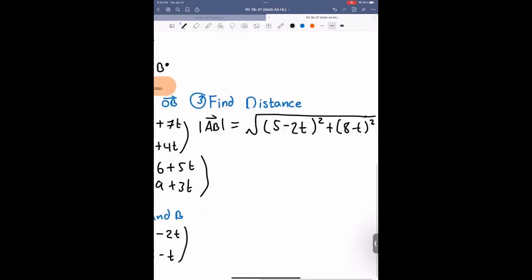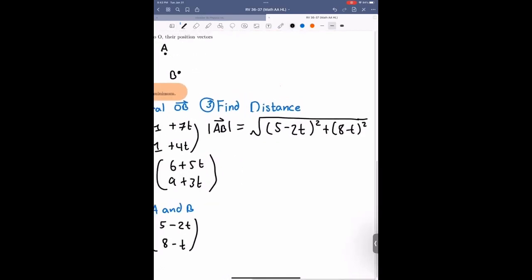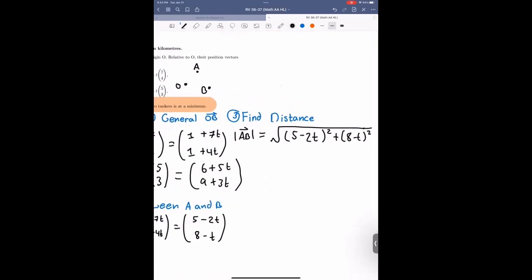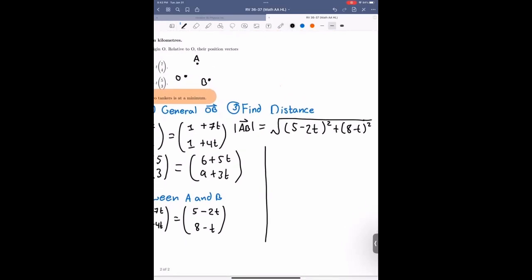So we're given the distance and we want to find t. Therefore, let's graph using the GDC graphing calculator the magnitude of vector AB. If you do it on your calculator, you are given this curve.